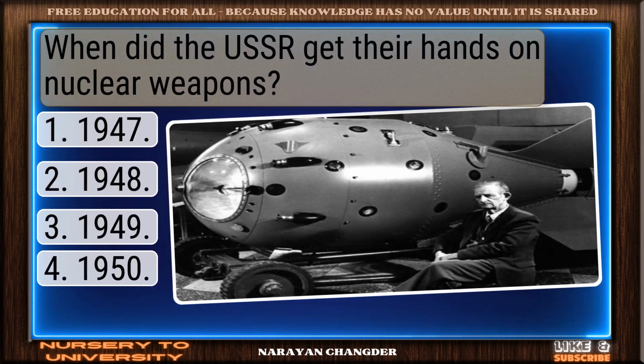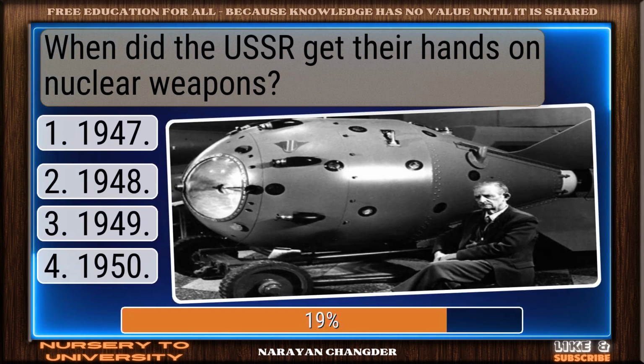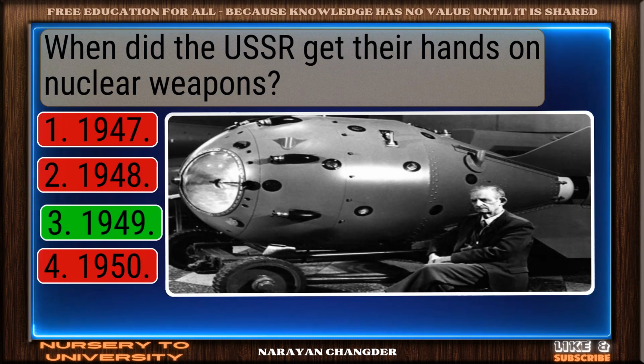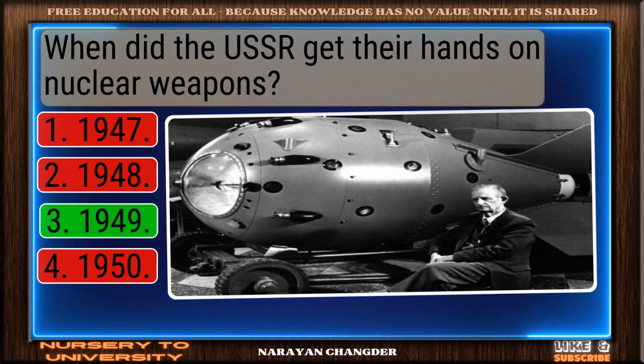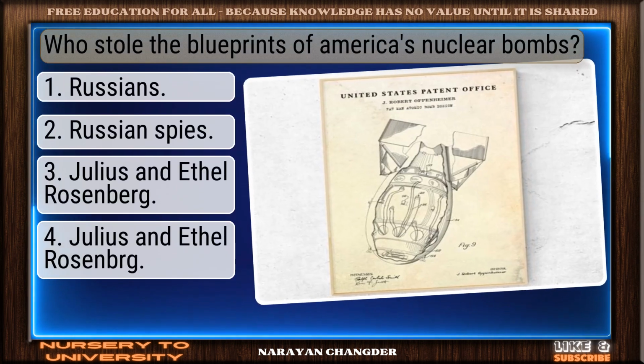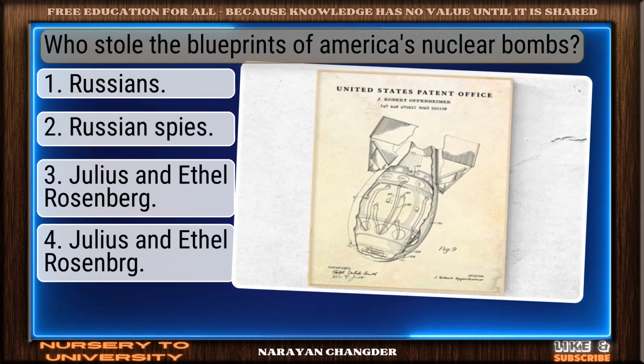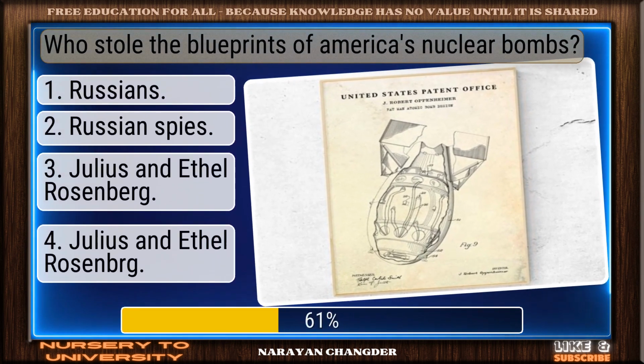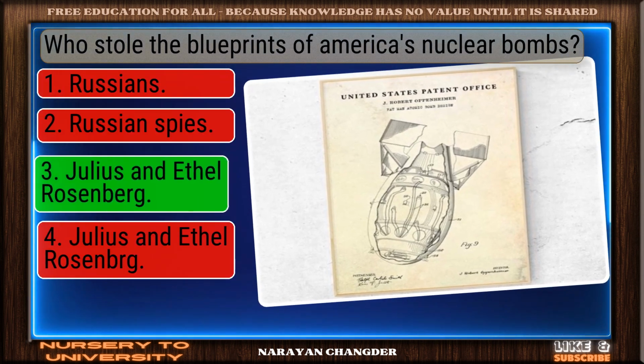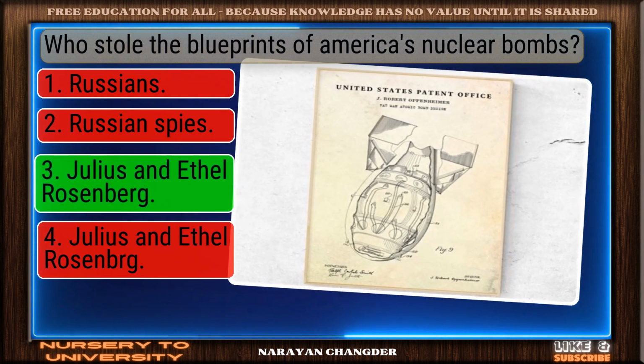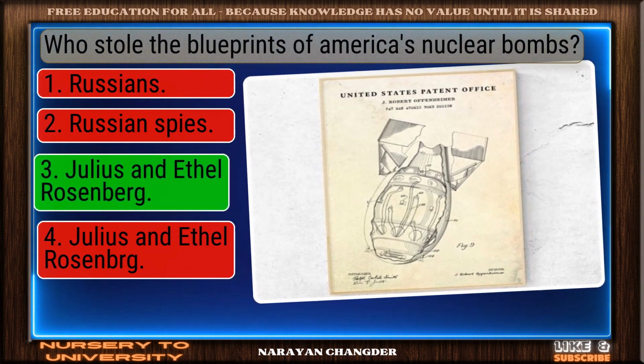When did the USA get their hands on nuclear weapons? Bravo. 1949 is the answer. Who stole the blueprints of America's nuclear bombs? Valid point. Julius and Ethel Rosenberg is true.